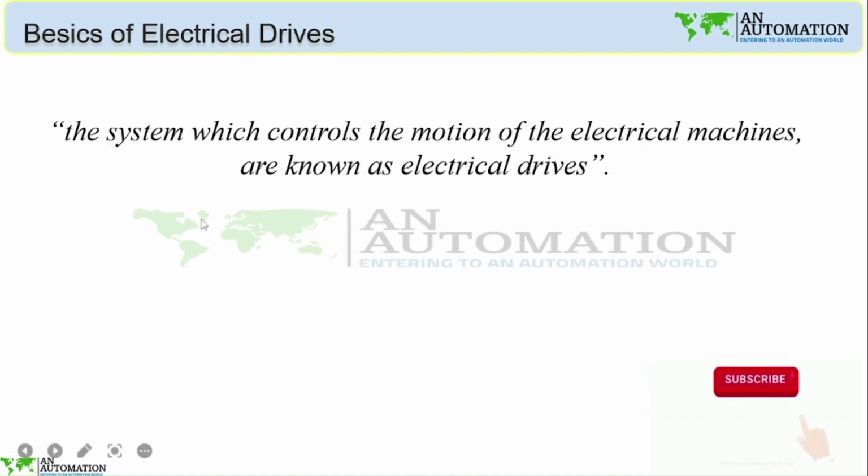So last but not least, the system which controls the motion of electric machines is known as an electric drive. Okay, thank you everyone.